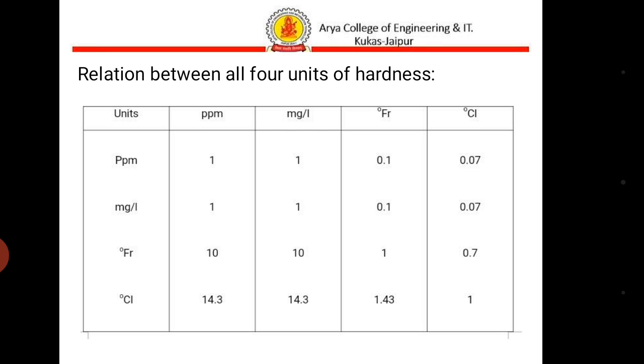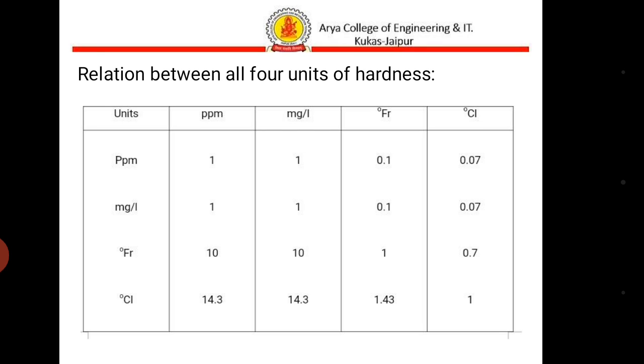Second unit, milligram per liter. Milligram per liter convert into ppm, multiply with 1. Milligram per liter convert into degree French, multiply with 0.1. Milligram per liter convert into degree Clark, multiply with 0.07.